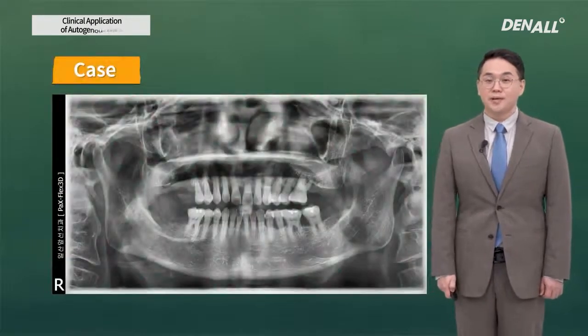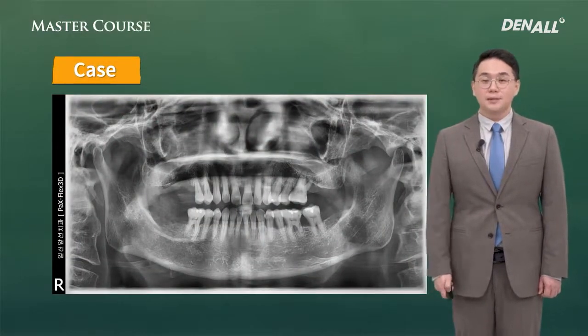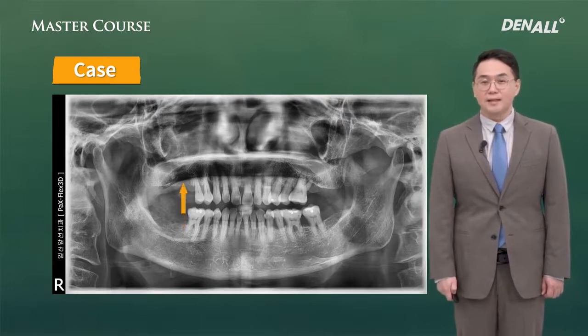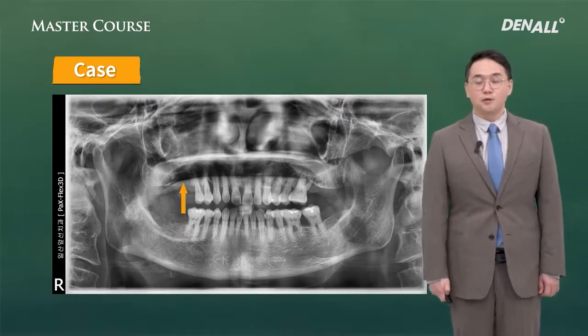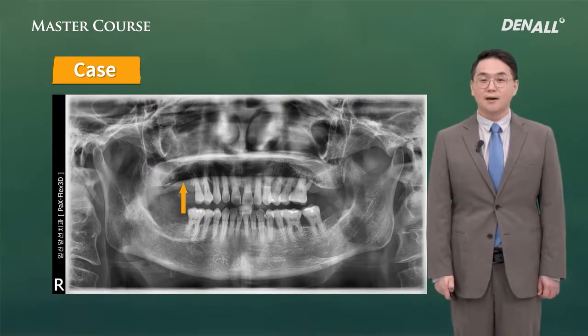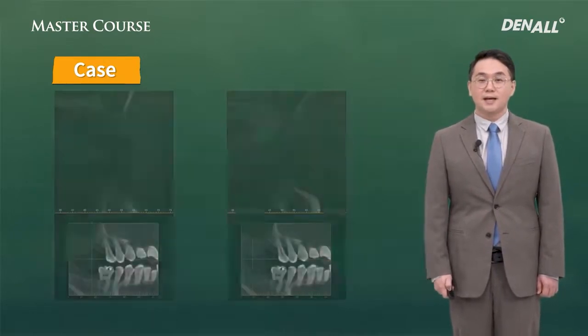Let me show you a case. At number 16 and 17, 2 implants were placed. Extraction was done in another clinic. On the panorama, there is radiolucency observed at position 16. That means that there is a bone defect or the bone quality is poor.